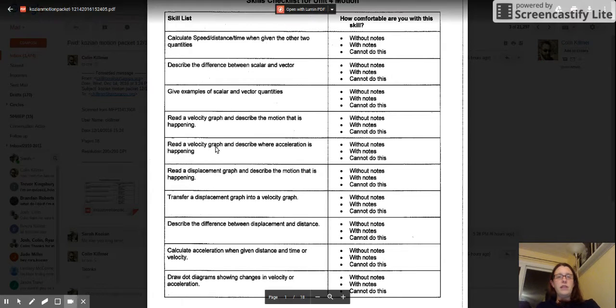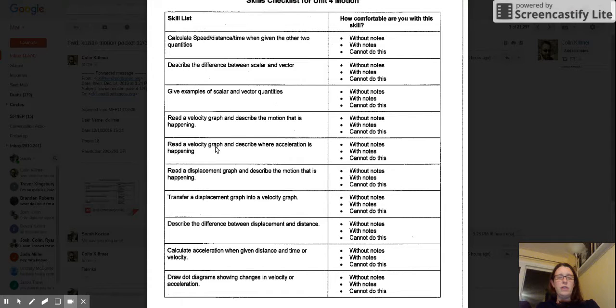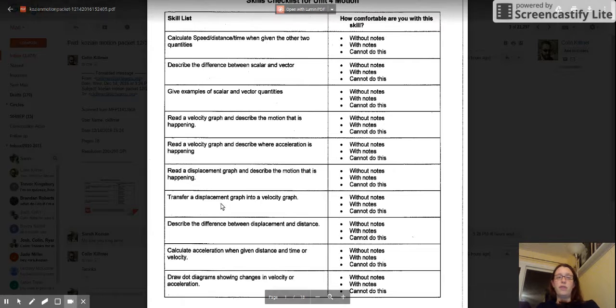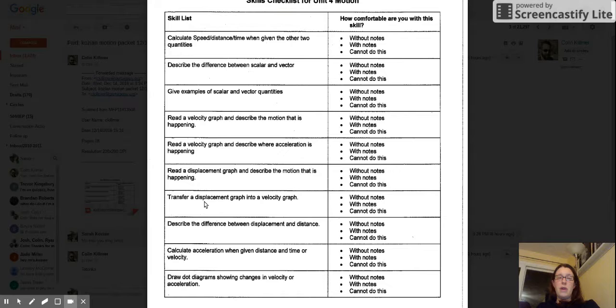These ones about velocity graphs are ones that we are going to be working on hopefully starting Friday and moving into Monday, okay? So reading velocity graphs, describing what's happening, reading velocity graphs, describing where acceleration's happening, transferring displacement to a velocity graph, okay? You guys are going to start working on this stuff Friday. We're going to finish up Monday, okay? This is the big one I want to focus on today, okay?